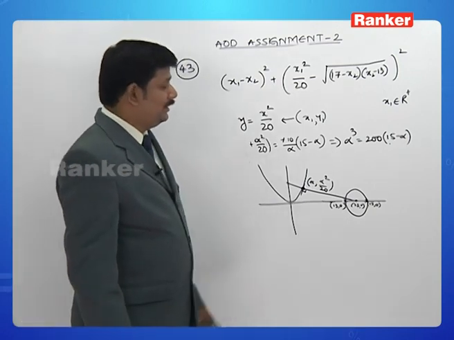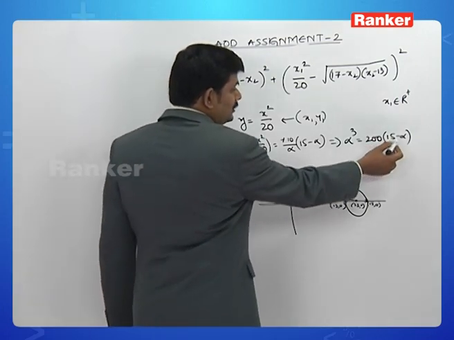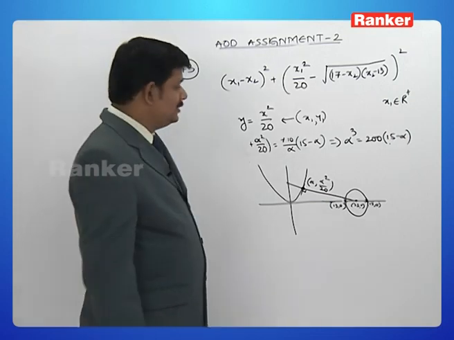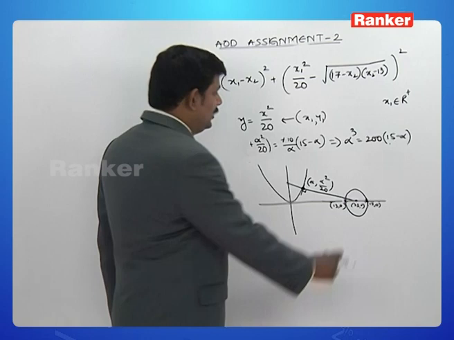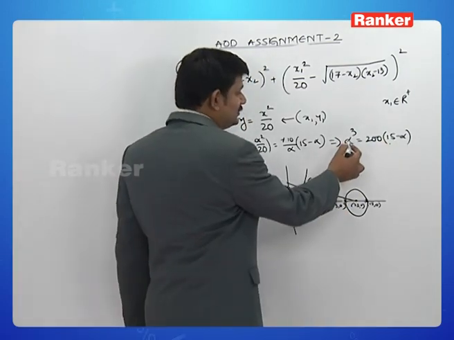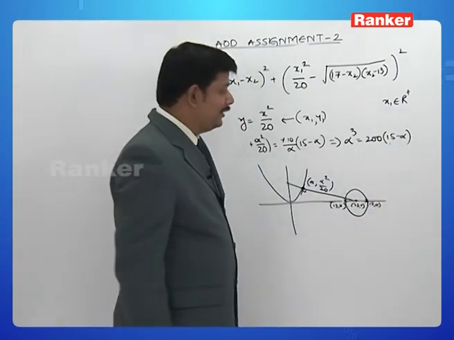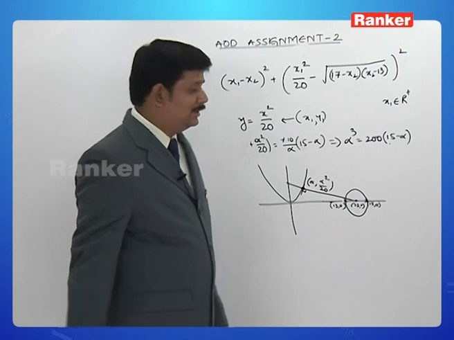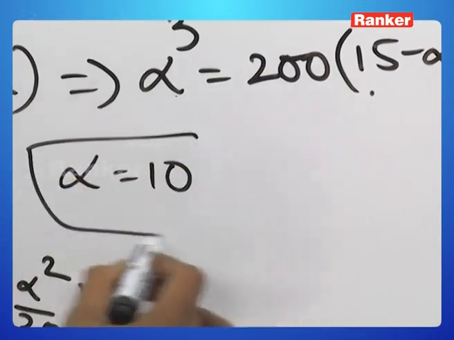So, we need to find a root for this equation. Alpha cube is equal to 200 into 15 minus alpha. By inspection, we can find a root. Alpha should end with zeros, so guess 10. Alpha equal to 10: 10 cube is 1000. 15 minus 10 is 5, and 5 into 200 is also 1000. So, alpha equal to 10 is a root of this equation.